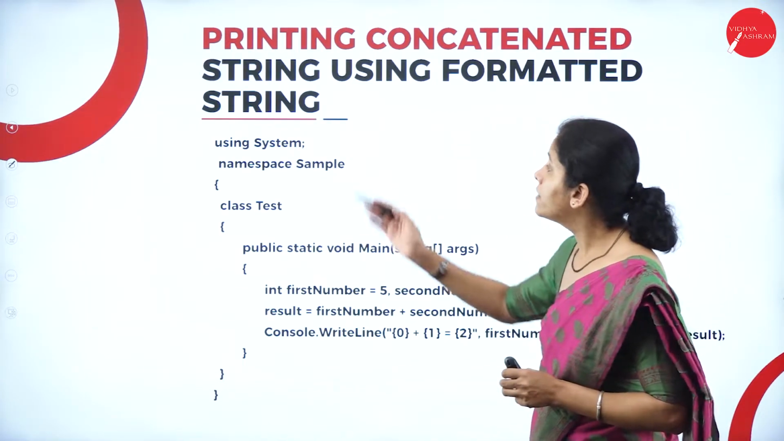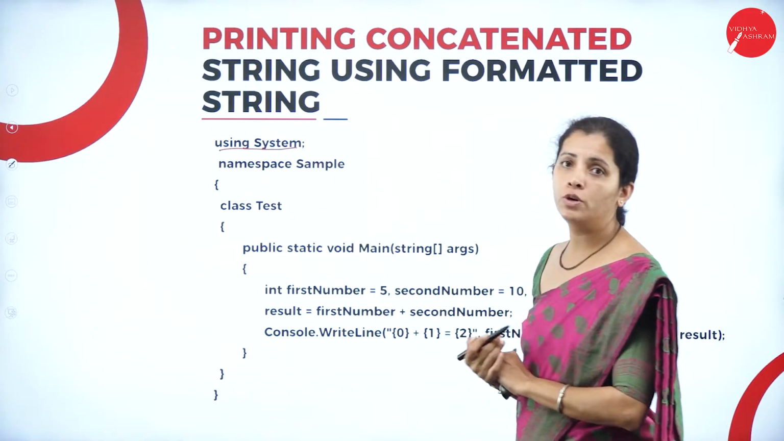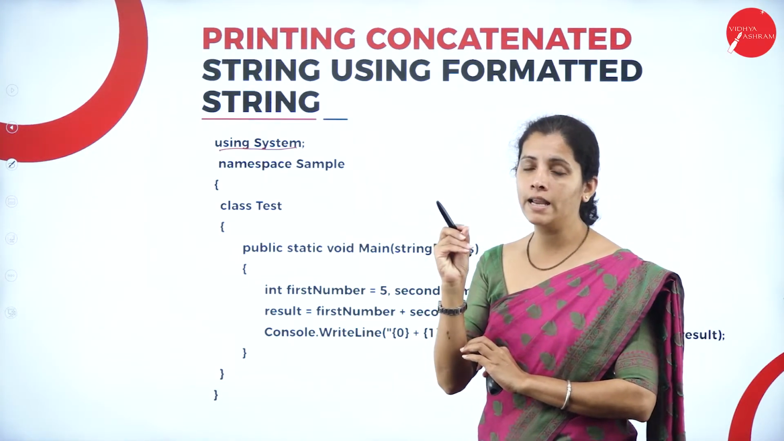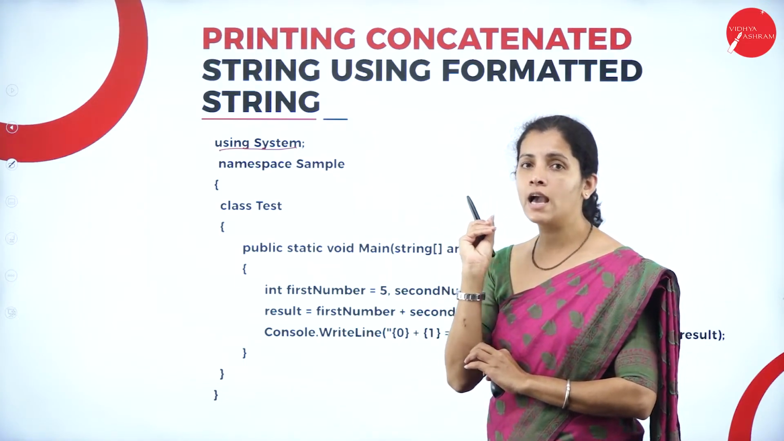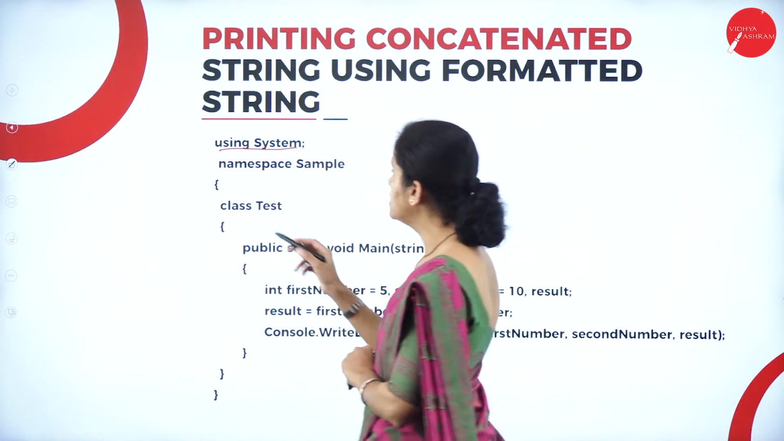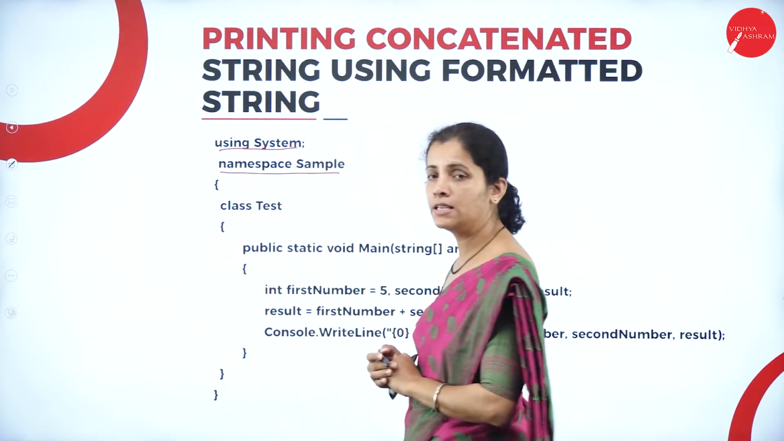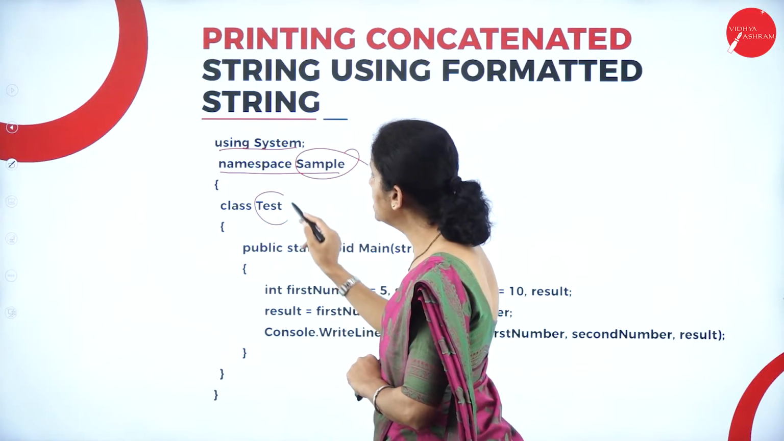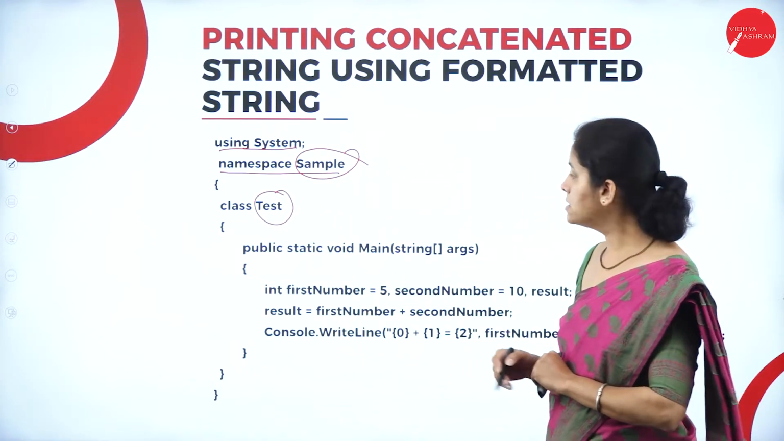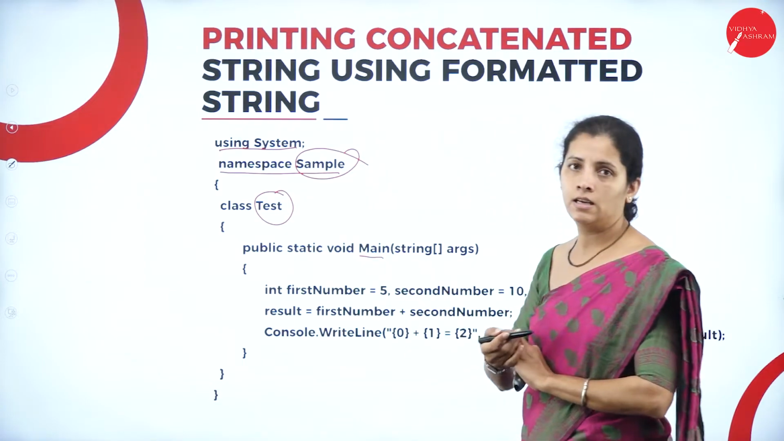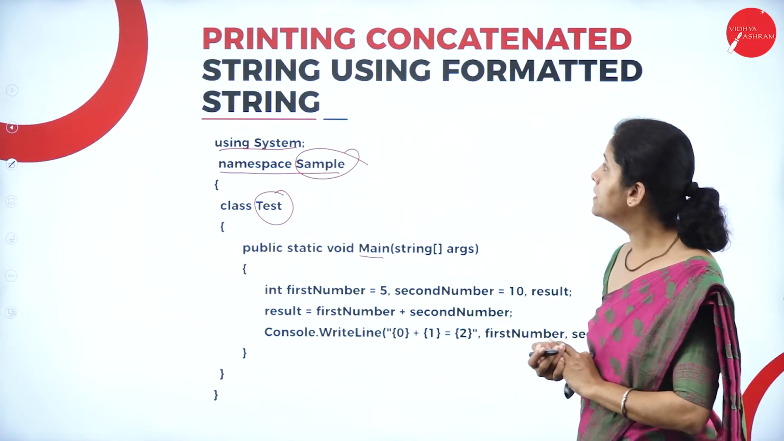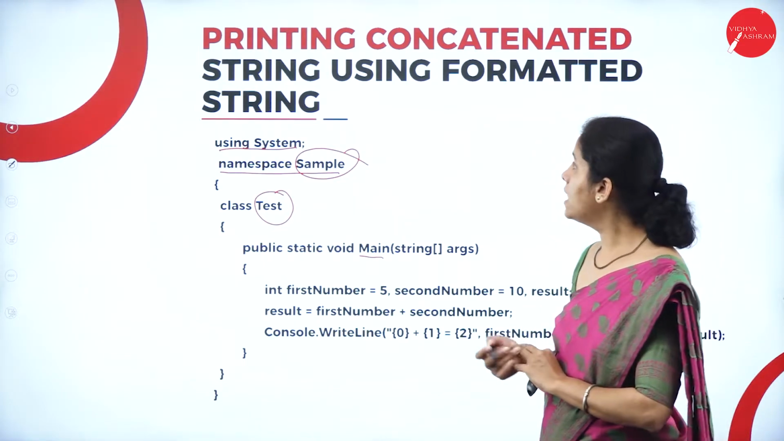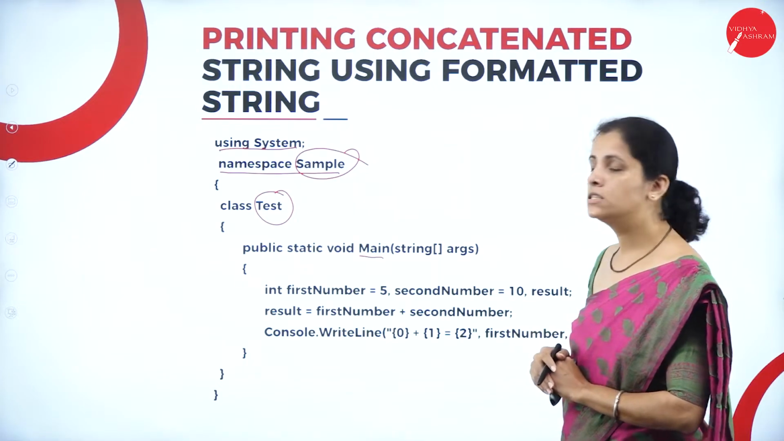So here the actual program is going to start from using System. That means this is my first line in every C# program. Then see, I'm going to create the namespace sample. In this I'm going to write the class, and inside this I'm going to have the main method. Now what is the program? That is, I want to concatenate two strings and I want to display the string.